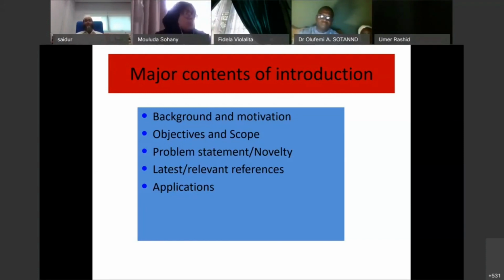Objectives and scope. This is very important because this is your aim, your goal, what you are going to address, what experiments you are going to do. So these are important things.